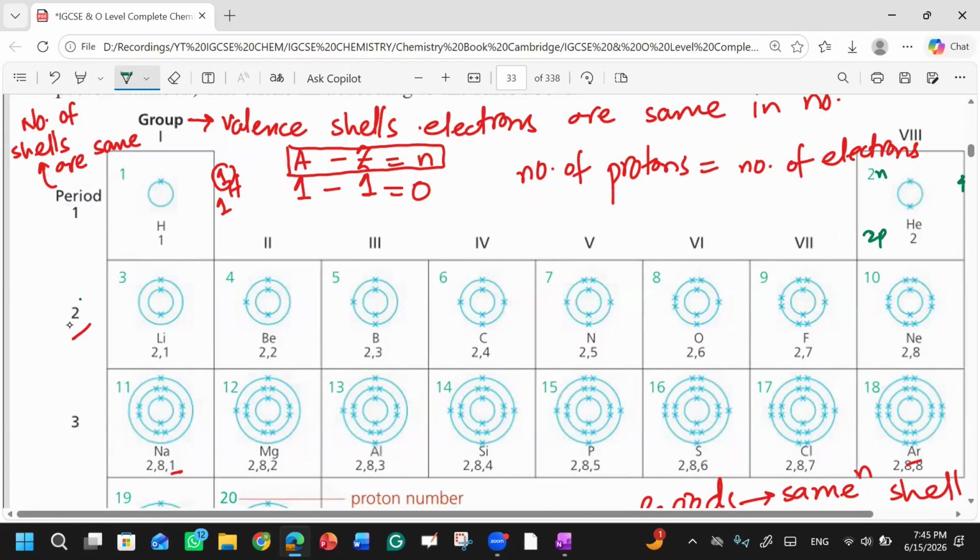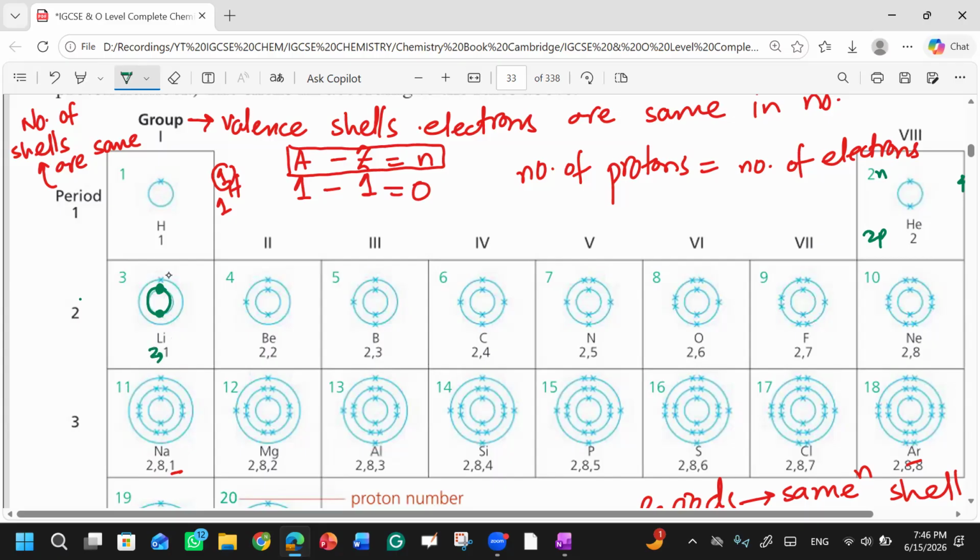Okay, now the second period. In the second period we have two shells. The third element is lithium. You see this lithium. Now, how do they mention the electrons in the lithium? Firstly, in the first shell, what is the capacity of the first shell? Two. In the first shell, you can only have 2 electrons. So they write it like this: 2.